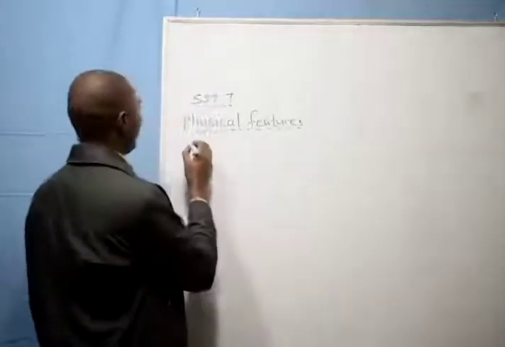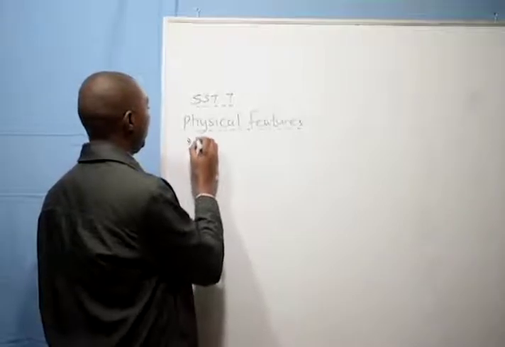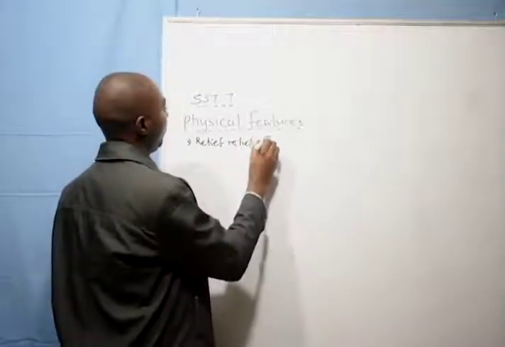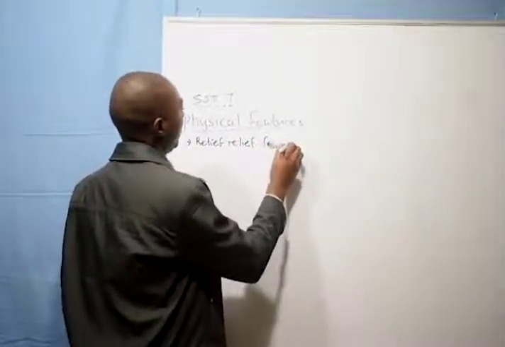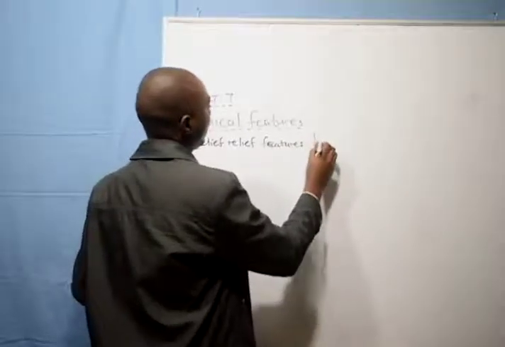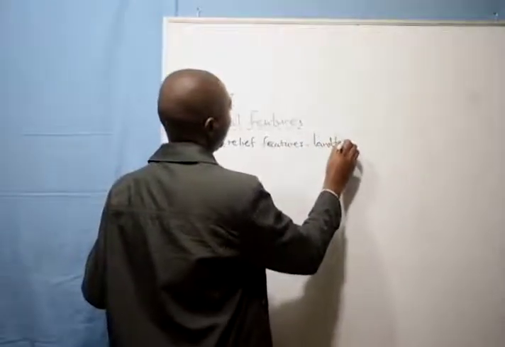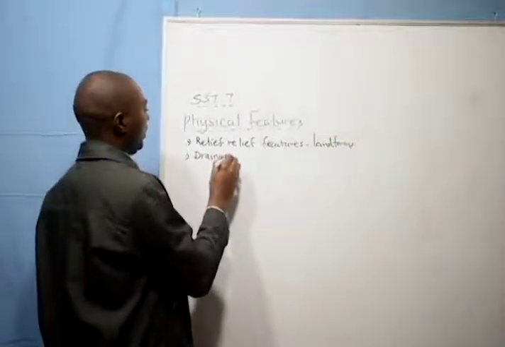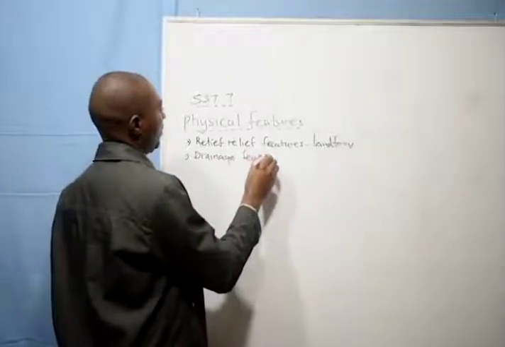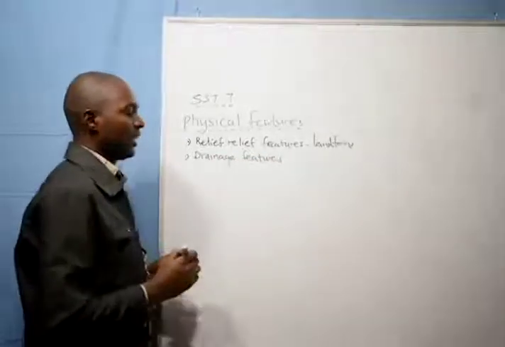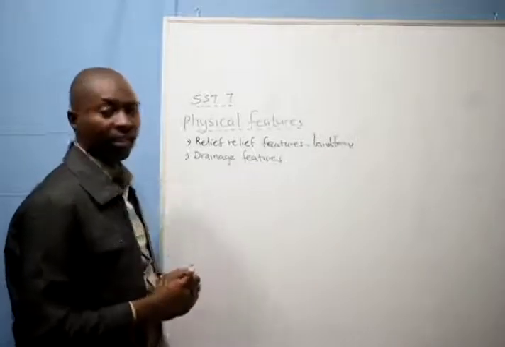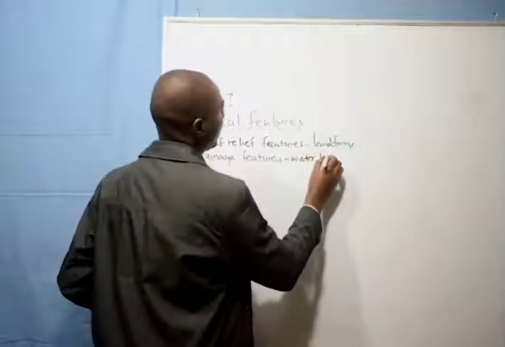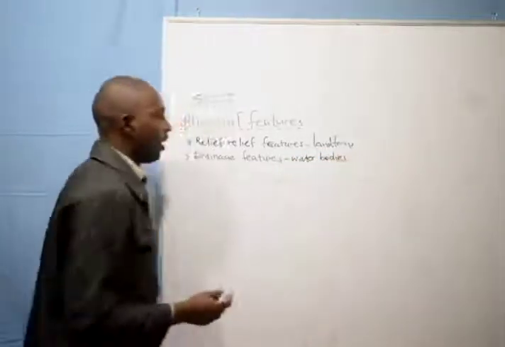Physical features can be classified into relief features, which are land forms. They can also be drainage features. So when I'm talking about physical features, I'm referring to this. Drainage features are those that are associated with water bodies. We would classify many of them.